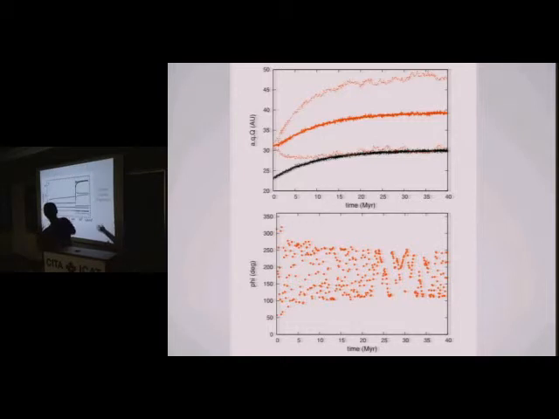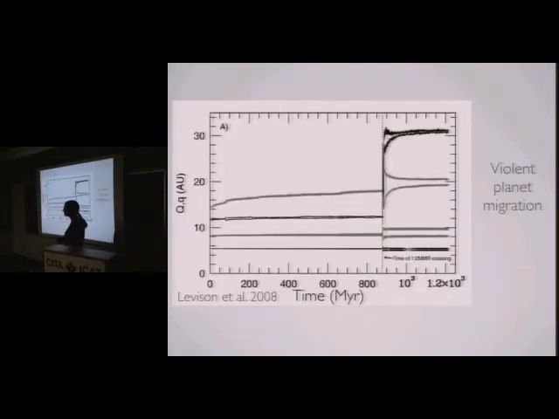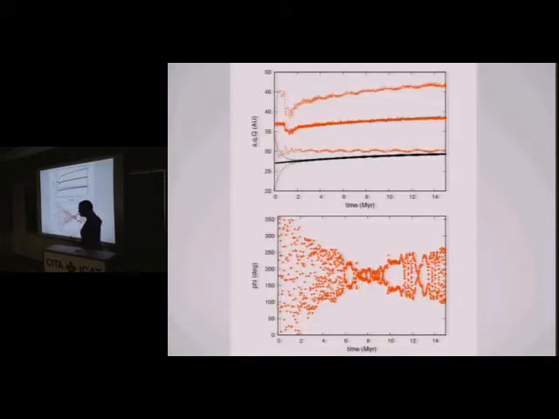But what about in a situation that's more like this, where you're capturing objects because the resonances are wider, because Neptune has a high eccentricity, and then you keep some fraction of the objects in resonance because the eccentricity gets damped?